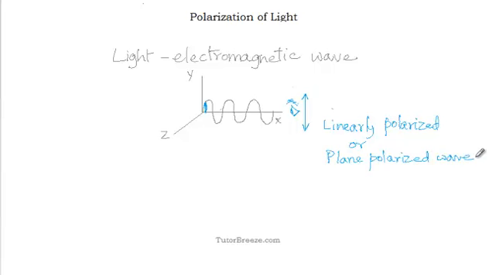The wave remains in this plane. Say I consider this over here. Now the wave remains in this plane. So this is called a linearly polarized or plane polarized wave, which is polarized in the y direction.